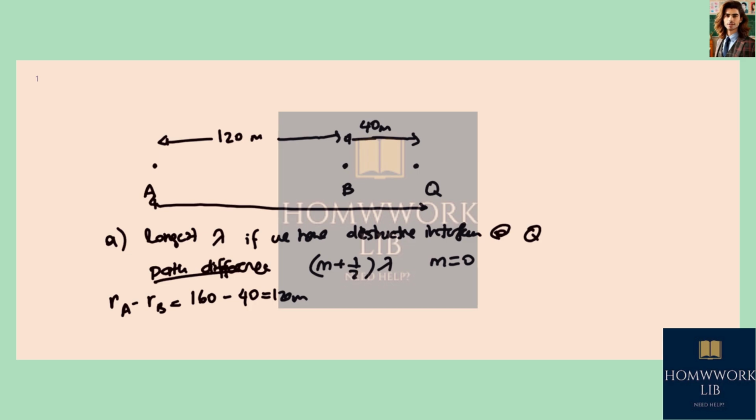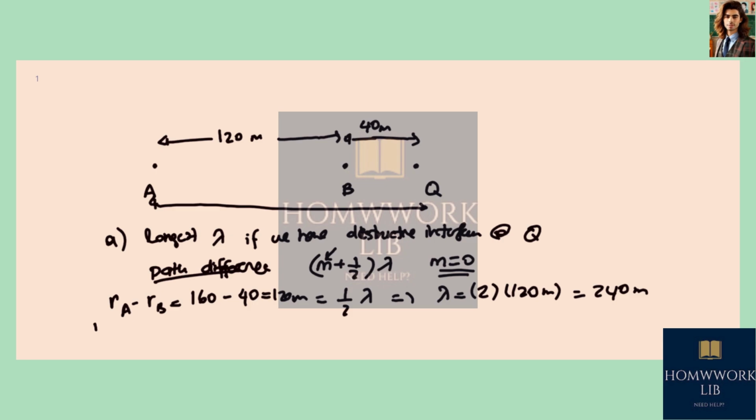Now, when m equals 0, this is going to be equal to 1/2 times lambda, right? Plug in m to be 0. So then if we multiply 2 by 120 meters, it's 240 meters. If our wavelength is 240 meters, we get the destructive interference at Q.